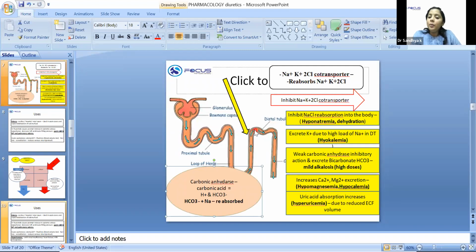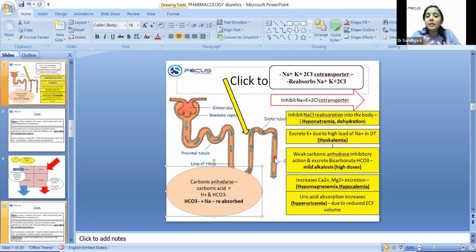And we know since sodium reabsorption is inhibited, when the fluid reaches the distal tubule and collecting duct, there will be a large amount of sodium in the fluid. So what will happen? Sodium will be reabsorbed back into the body to a certain extent, and in exchange for that, potassium will be removed from the body. We are giving furosemide to remove all the sodium from the body.